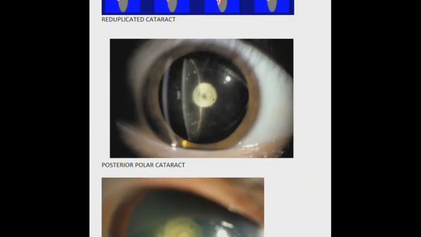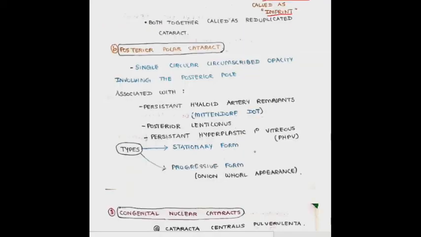This is an image showing the posterior polar cataract. Here you can see that the opacity occurs in the posterior polar region, that is, at the center of the posterior capsule. Posterior polar cataract is nothing but a single circular circumscribed opacity involving the posterior pole. It is just a circular region present in the posterior pole. You can easily circumscribe, that is, you can easily mark the boundaries of that opacification.